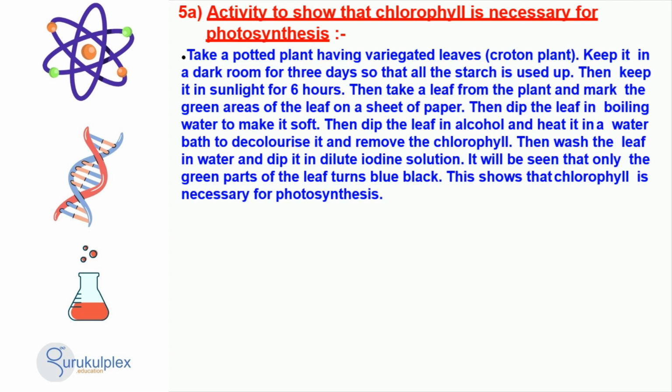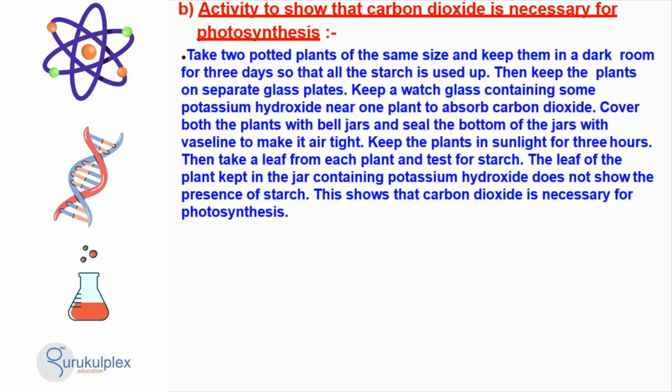The next experiment demonstrates the crucial role of carbon dioxide for photosynthesis. 2 potted plants were kept in a dark room for 3 days and then both were placed on glass plates. One plant was covered with a bell jar containing potassium hydroxide, which absorbs carbon dioxide, while the other was exposed to sunlight. After the experiment, the leaf of the plant kept in the jar without carbon dioxide did not show the presence of starch, which reveals that carbon dioxide is a vital component for photosynthesis.